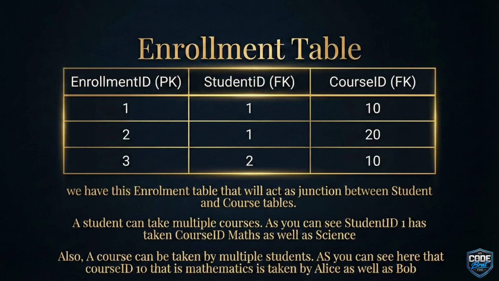A student can take multiple courses. As you can see, student ID 1 has taken course Maths as well as Science. Also, a course can be taken by multiple students. As you can see here, course ID 10, that is Mathematics, is taken by Alice as well as Bob. So this many is from both sides. That is why this is many to many. A point to note here is that to establish a many to many relationship, we always require a junction table.